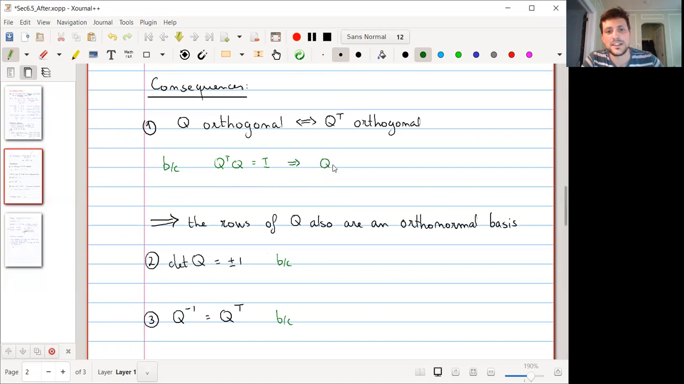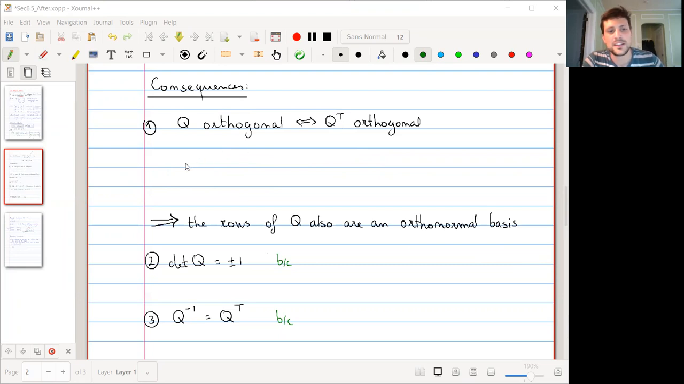This implies that Q times Q transpose also is the identity. Let's not do a proof of this fact. It's not obvious, but it follows from this consequence that if a matrix is orthogonal, then so is its transpose.